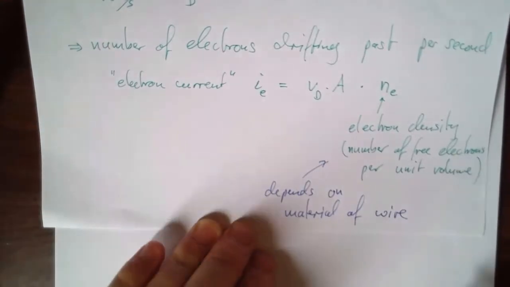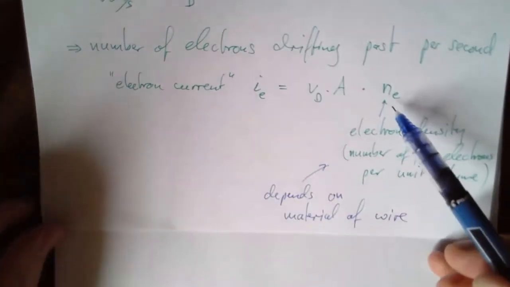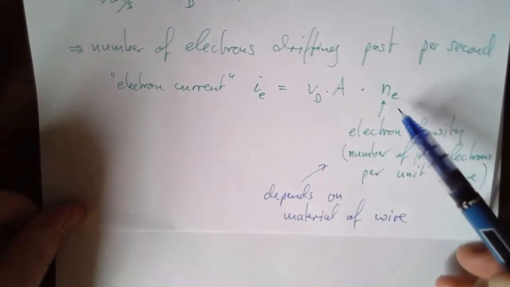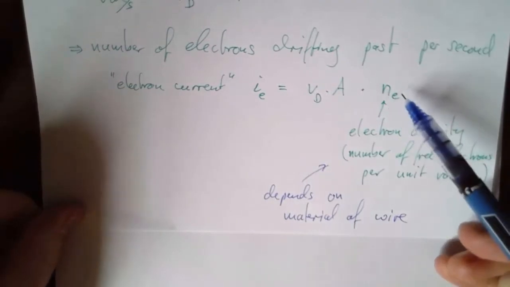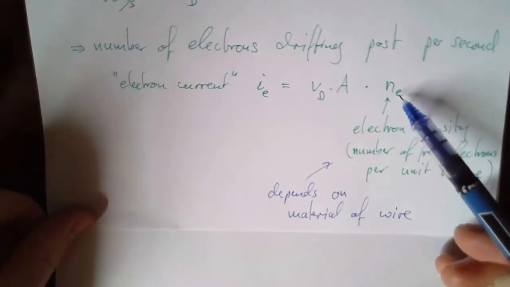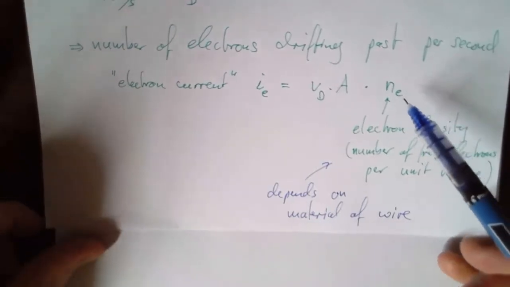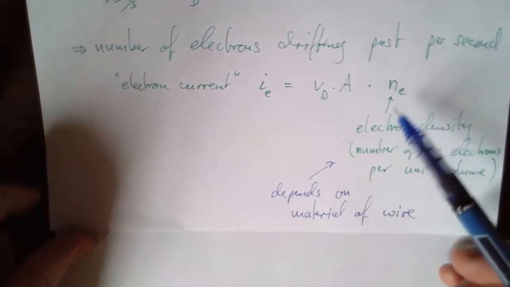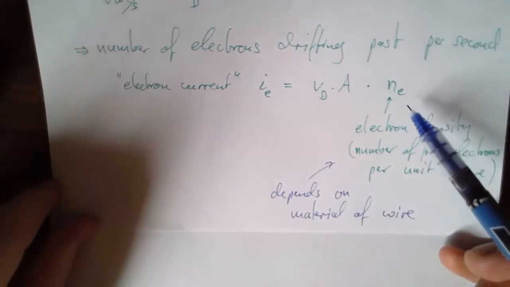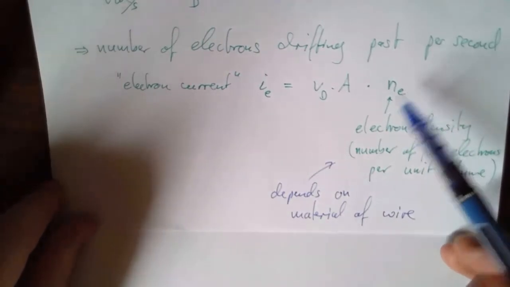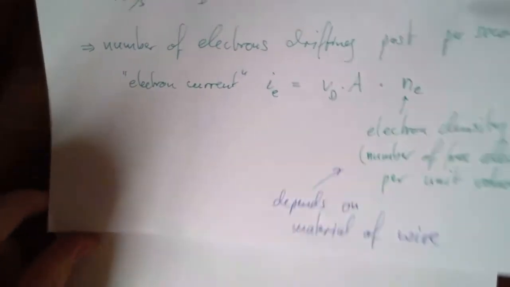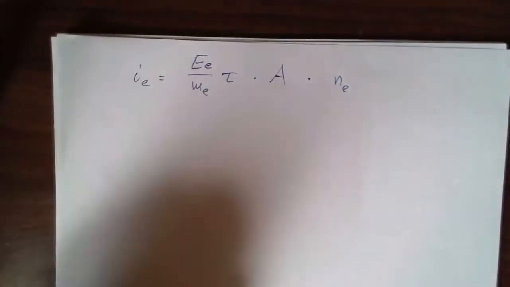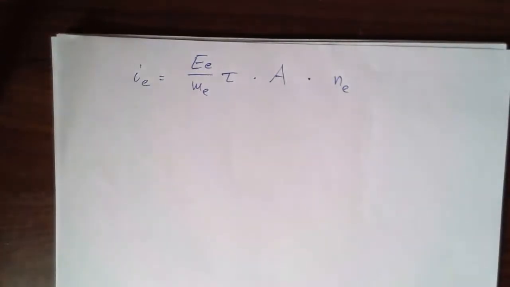And this number we can just look up. For example, the textbook has a table in which, for some common metals, you can read off what that number is. It's a stupidly large number, 10 to the I don't know what, but it's actually only a tiny fraction of the total number of electrons in the actual metal. Okay. So this is my expression for the electron current.